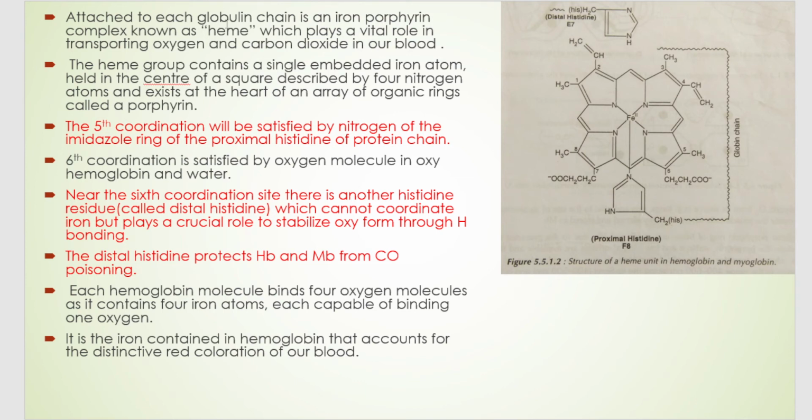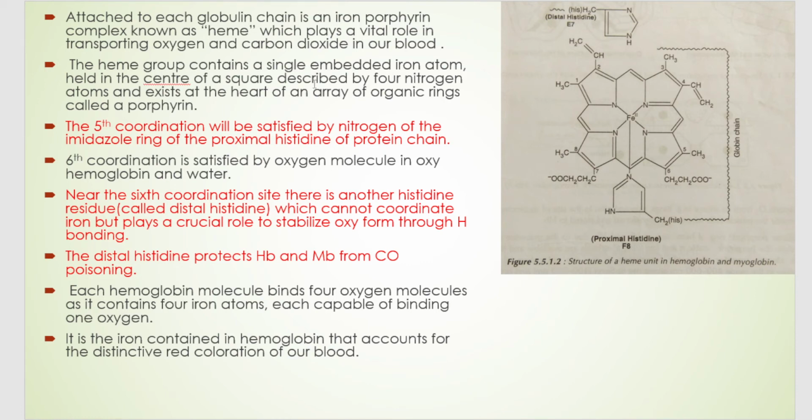So attached to the globin chain is an iron porphyrin complex. This is called as a heme, correct? We already studied it over there also. And its role is transporting oxygen and carbon dioxide in our blood. That is, it takes oxygen from the lungs to the tissues, and the carbon dioxide that's given out from the tissues is carried back to the lungs.